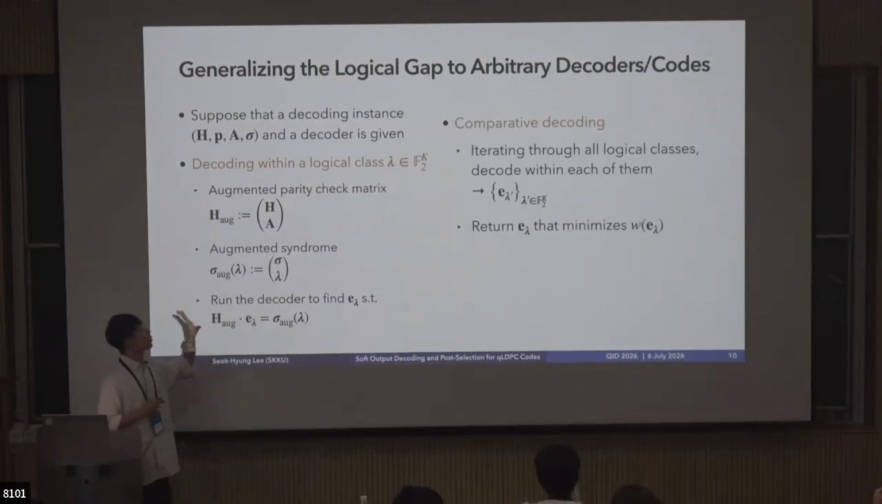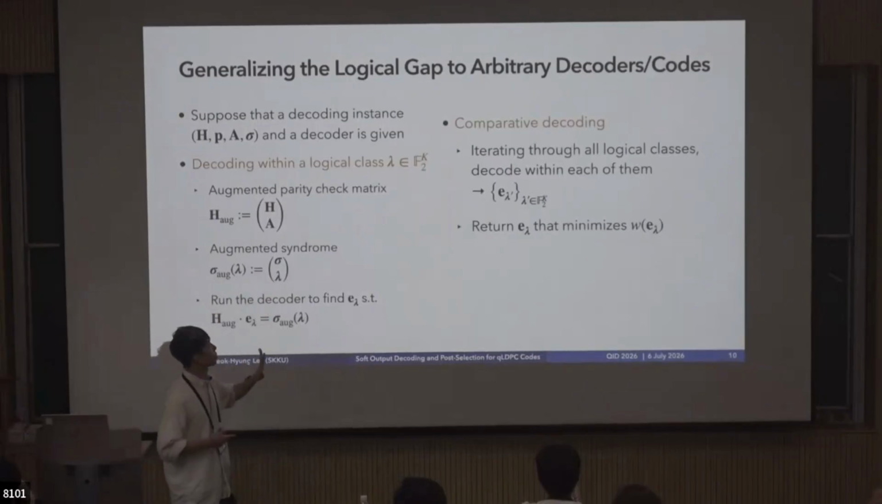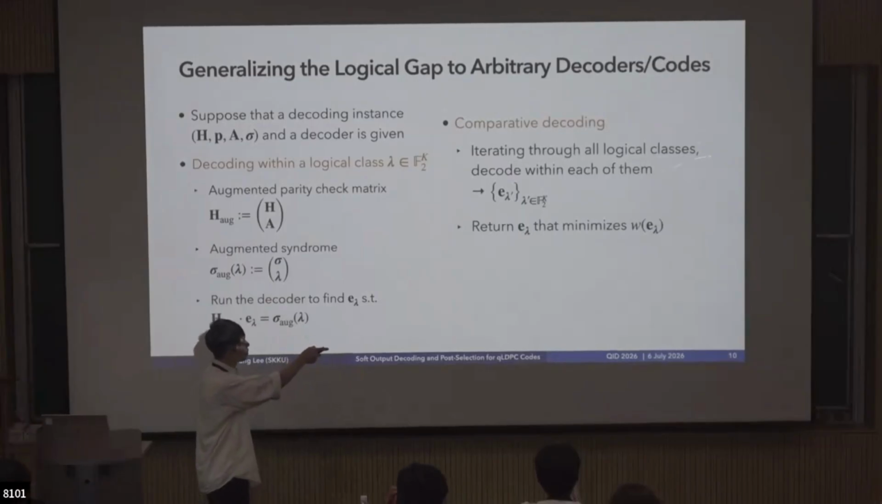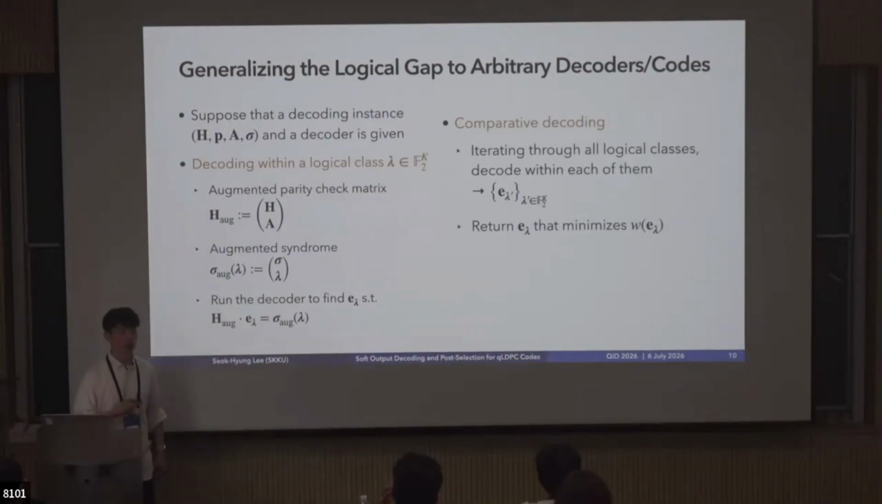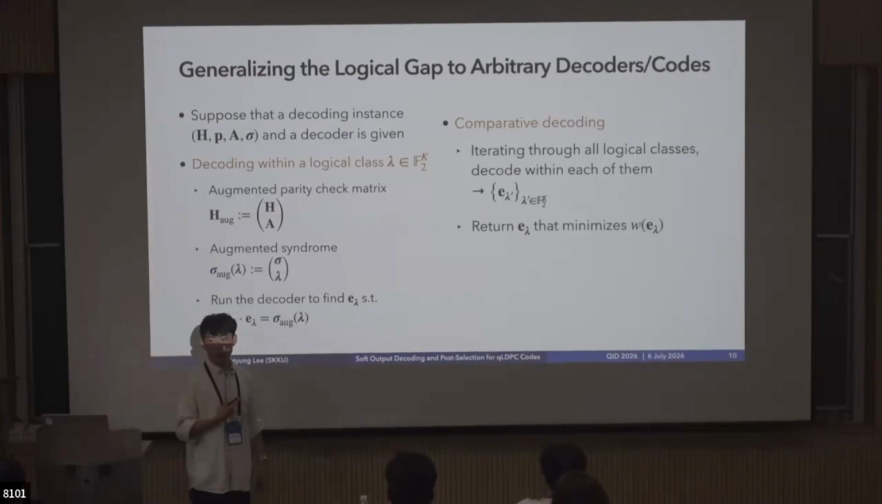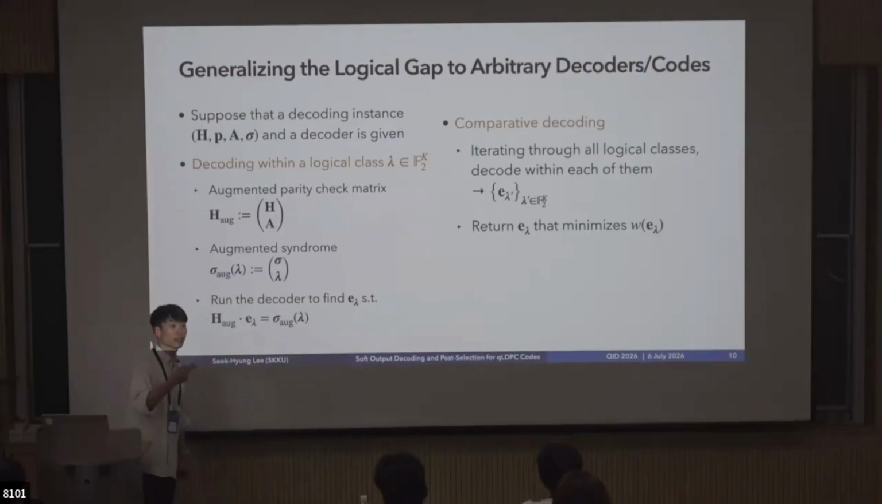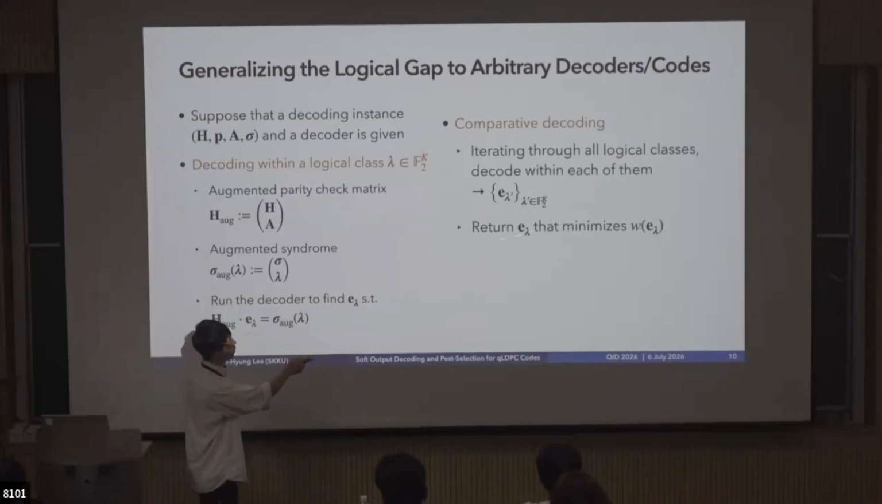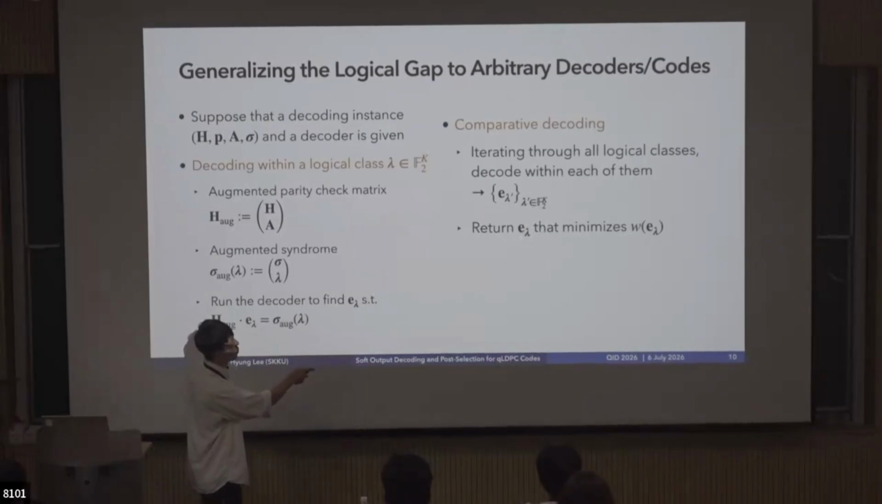And we consider multiple different logical classes. We need to repeat this decoding within a logical class multiple times. So iterating through all logical classes, we decode within each of them and obtain this one. And this lambda prime, there are 2 to the k possible logical classes, so we need to repeat 2 to the k times to calculate this. And simply we return the correction that minimizes the weight.